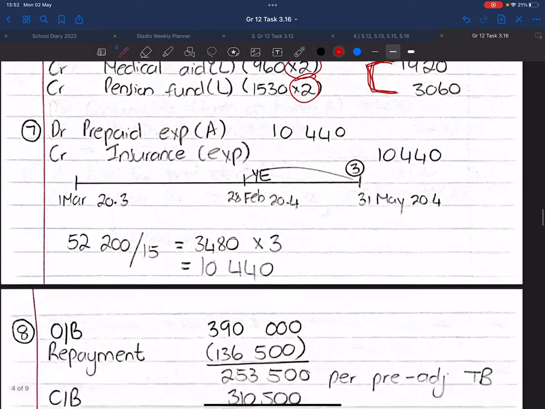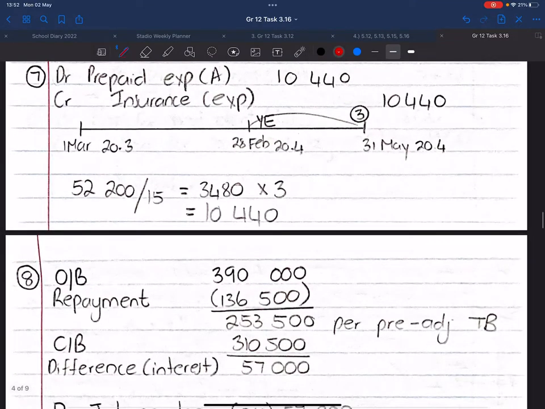So you need to just always follow the instructions. Okay, then number 7, it says all the insurance premiums have been paid up until the 31st of May. So the 31st of May is 3 months after our financial year end. So we have 3 months that have been prepaid. So we have a prepaid expense, and we've got to decrease our insurance expense, and we'll recognize the expense next year when we've actually incurred that expense.